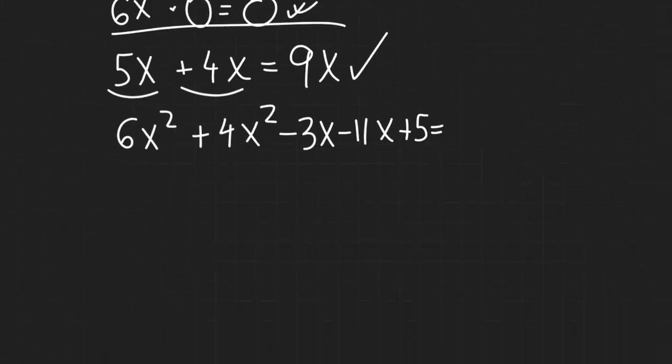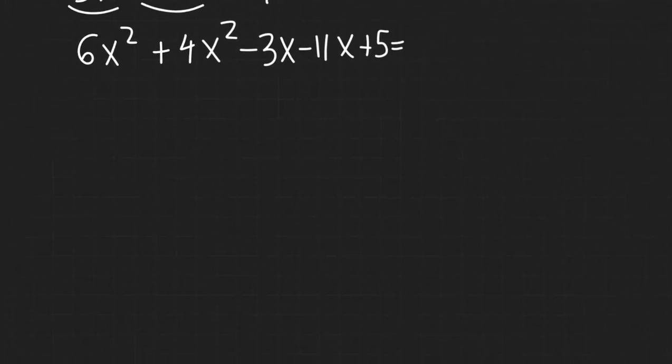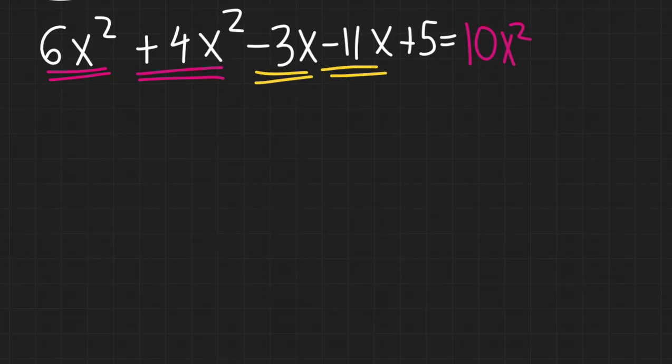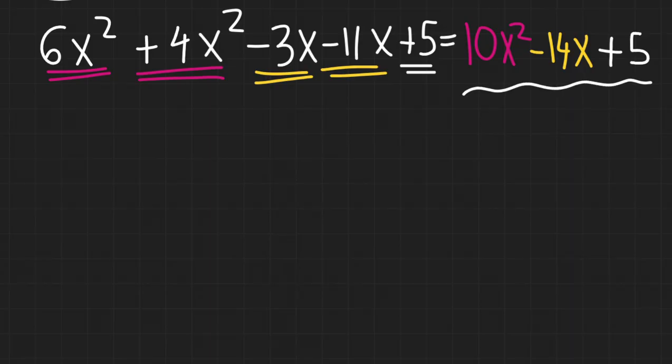All right, so what we have here is collecting like terms. What are the like terms over here? So if we have 6x squared, another like term is 4x squared. So 6 plus 4, that will be equal to 10x squared. Then we have negative 3x and negative 11x. Negative 3, negative 11 is negative 14x. Finally, we have number plus 5. There is nothing like 5, which means that will be copied. And that's our final answer. So this is already in simplest form.